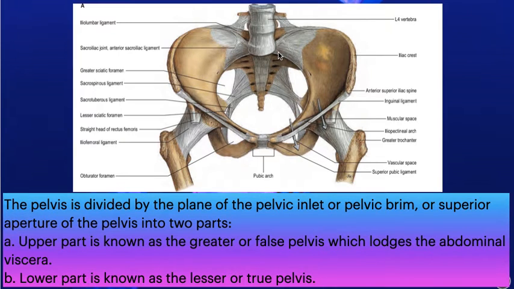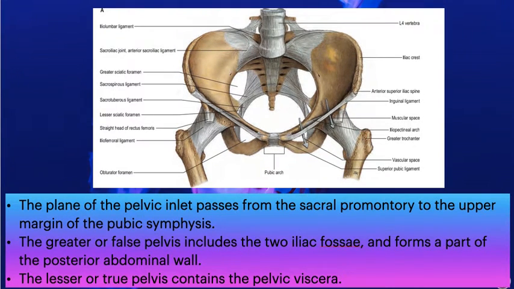The pelvis is divided by the plane of the pelvic inlet, or the pelvic brim, the superior aperture of the pelvis, into two parts. The upper part is known as the greater or the false pelvis, which lodges the abdominal viscera, and the lower part is the lesser or the true pelvis. The plane of the pelvic inlet passes from the sacral promontory to the upper margin of the pubic symphysis.